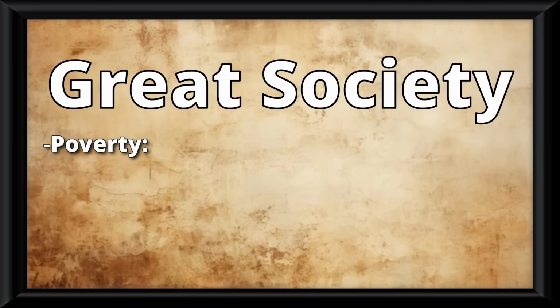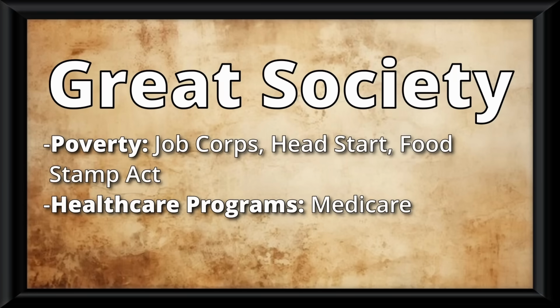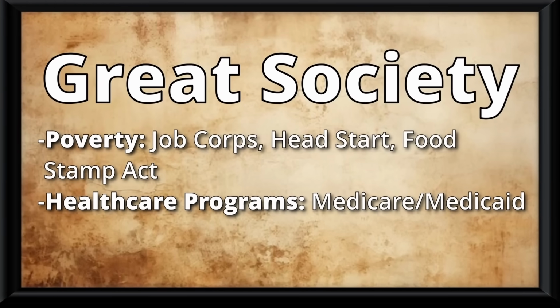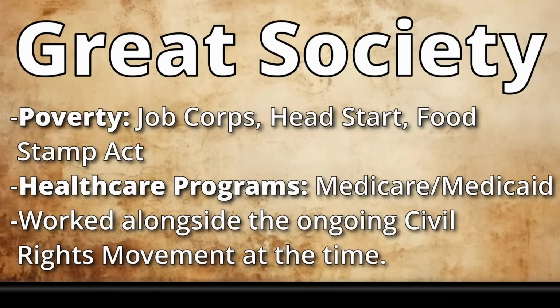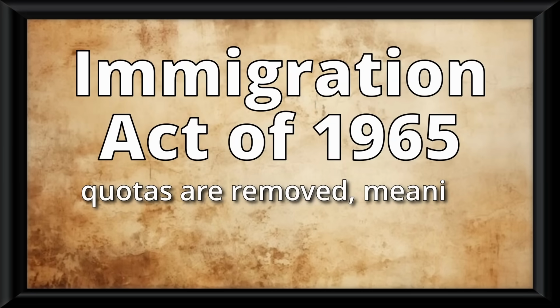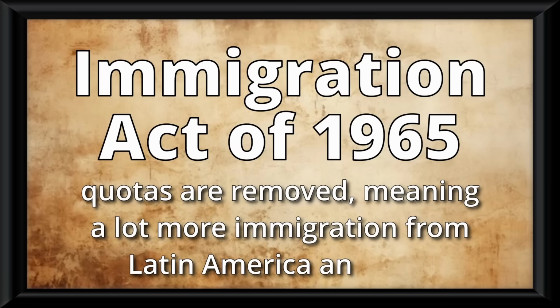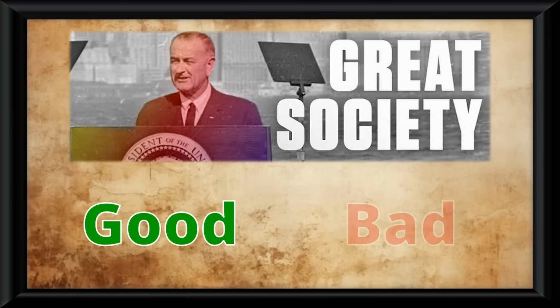Programs focusing on poverty will be implemented, such as the Job Corps for job training, Head Start for early childhood education, and the Food Stamp Act for food assistance. Healthcare programs will also be implemented, such as Medicare for the elderly and Medicaid for the poor. It's also important to note that this plan for a Great Society often worked alongside the ongoing civil rights movement at the time. The other part to this, though, is immigration, and we see this with the Immigration Act of 1965, where finally quotas are removed, meaning we see a lot more immigration from Latin America and Asia, which permanently changed US demographics.